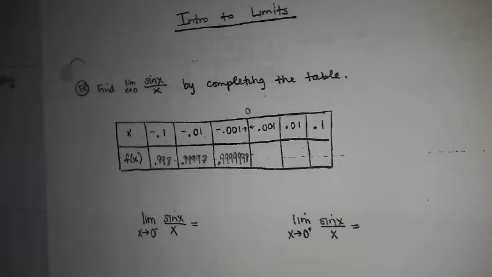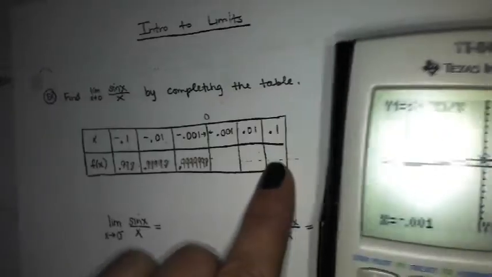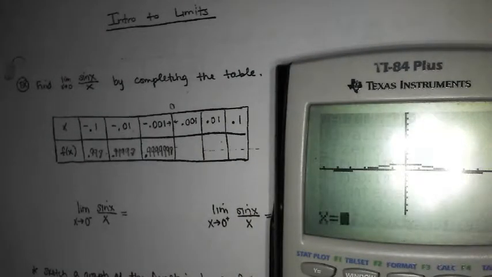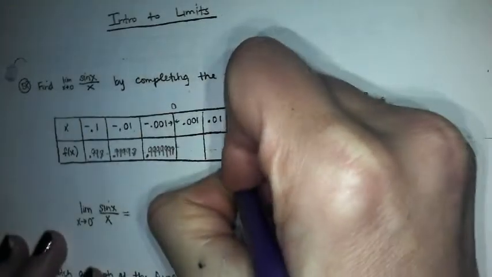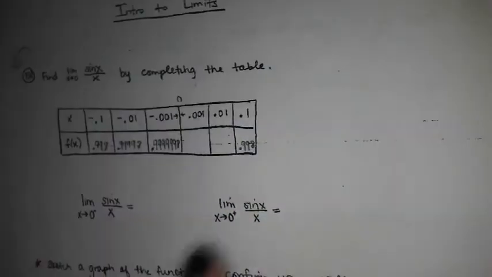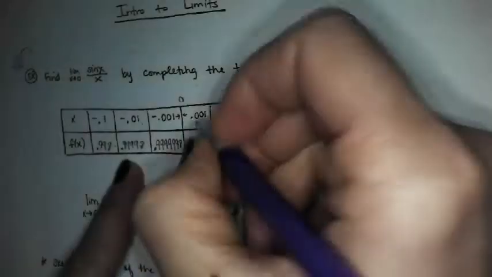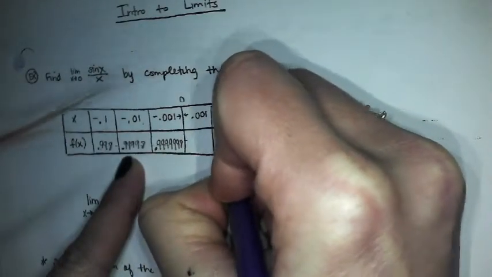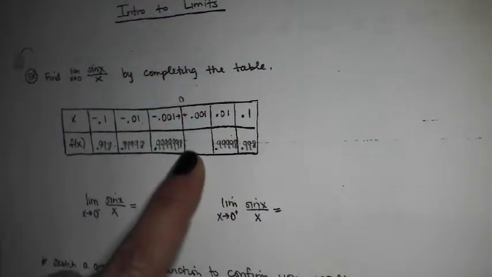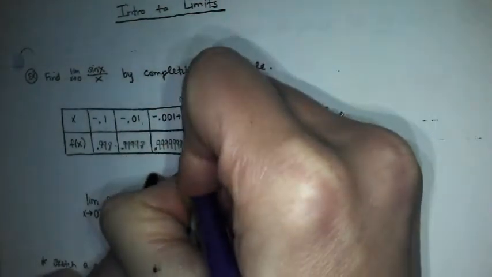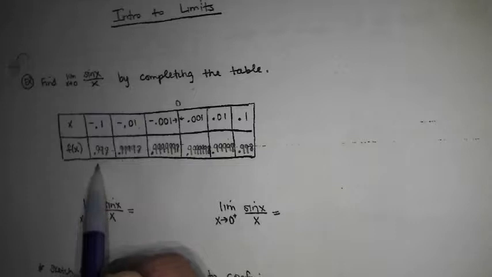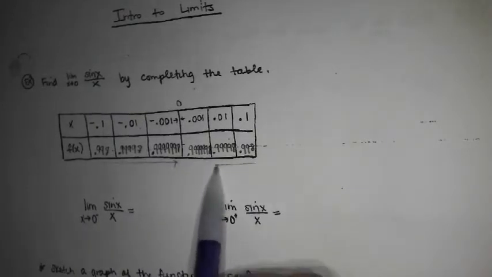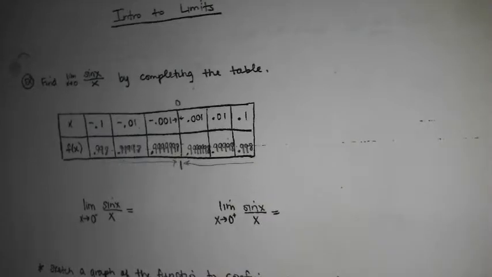Infinitely close to 1. On the upper side of things, if I plug in positive 0.1, I have 0.998. I'll save you the time. When I plug in 0.01, it's also going to give me 0.99998. And when I plug in 0.001, I'll get the same thing. Okay, so when we come from this direction, we're approaching 1. When we come from this direction, we are also approaching 1.